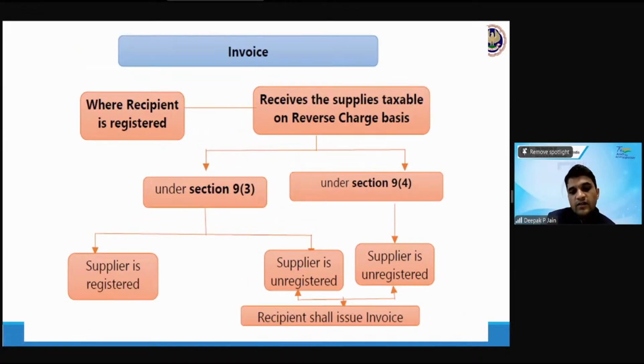Invoice, again, where the supplier is unregistered, the recipient will issue the invoice. If the supplier is registered, he will not issue the invoice. Just see this chart. Is there any query in this?